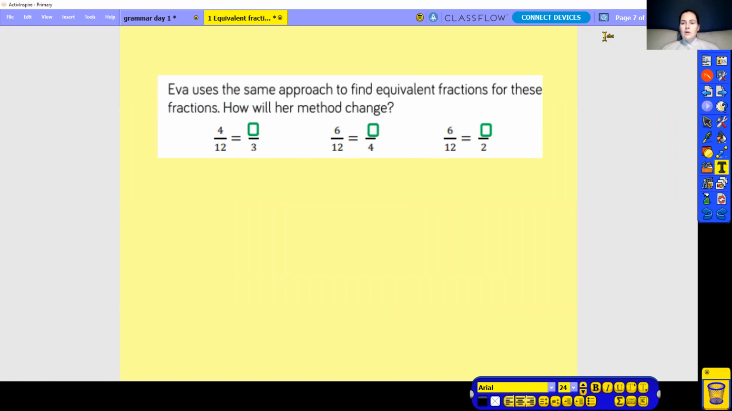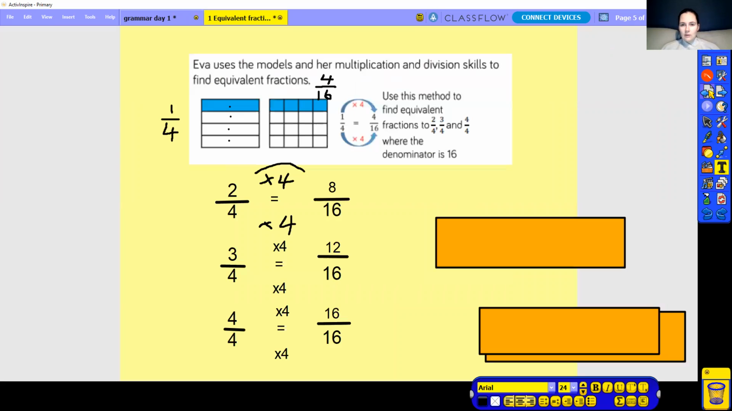So here we've got a different question. Eva uses the same approach to find equivalent fractions for these fractions. How will her method change? So Eva's having another go at something different, and we need to find out how her method's changing. So straight away, you should realize something. So before, and this is the question it's talking about, because this was Eva again.